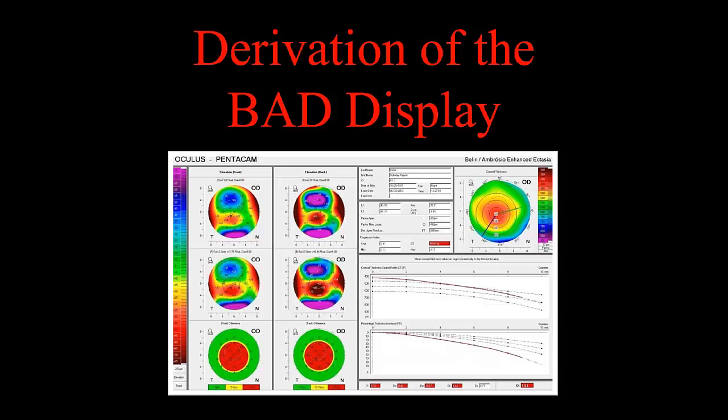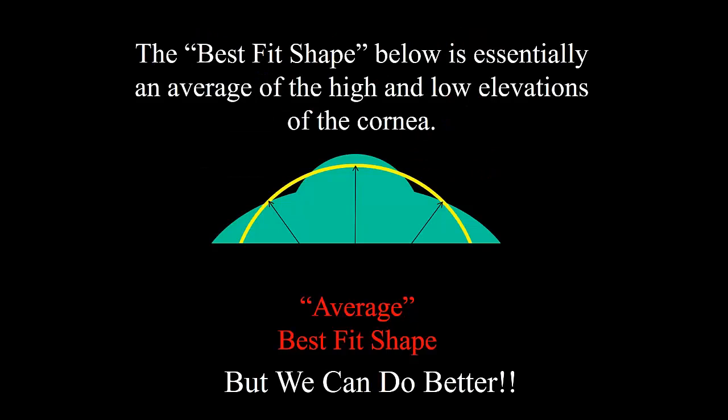But in the Belin-Ambrosio display, we use something called an enhanced reference surface. We try to take the best fit sphere and improve on it. How do we do that? Well, if you consider a best fit sphere, and if you look at this light green color here, if this is a schematic of an ectatic cornea, here's the ectatic region. This is what a best fit sphere would look like.